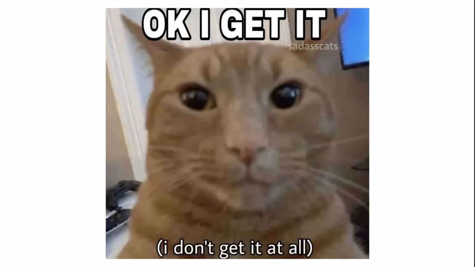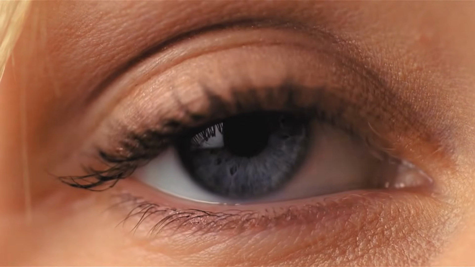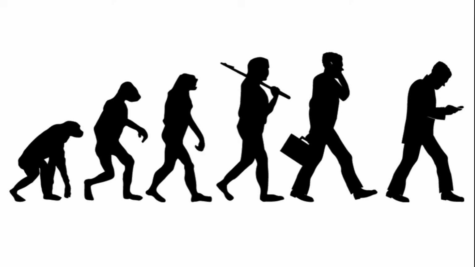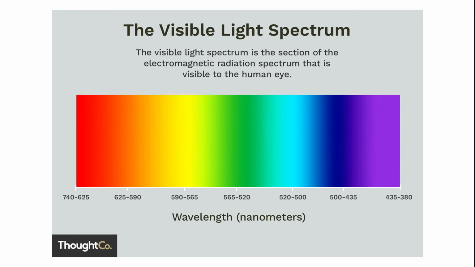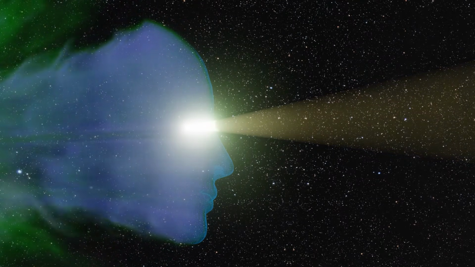You might be wondering, why do we see only this narrow range of the spectrum? The answer lies in evolution. It's the range that turned out to be the most efficient and useful. Put simply, the photons in this band carry just enough energy to trigger chemical reactions in molecules.